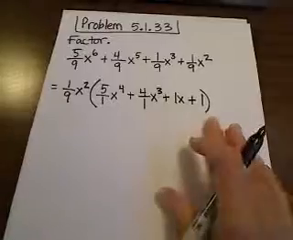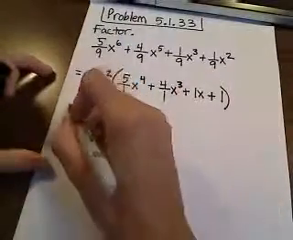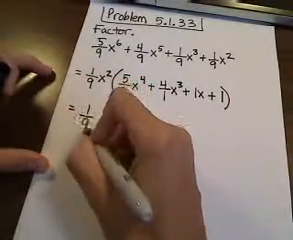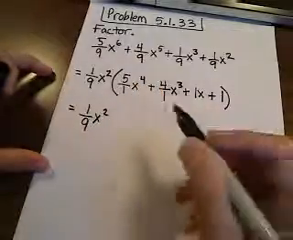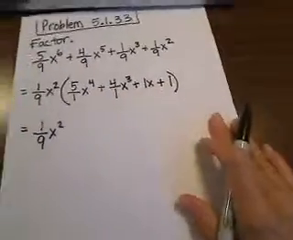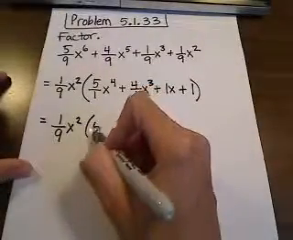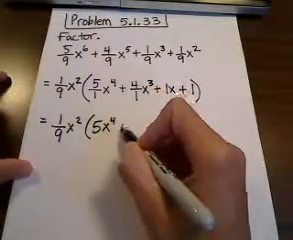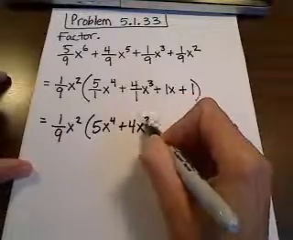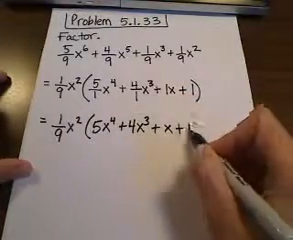Okay, now I'm just going to write that without the 1s all over the place. So this is really 1/9 x squared, and then we have 5 x to the 4th, we have 4 x cubed plus x and then plus 1.